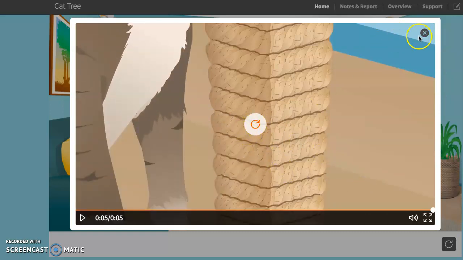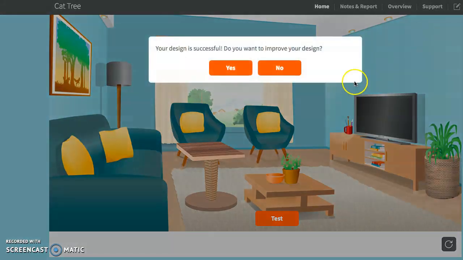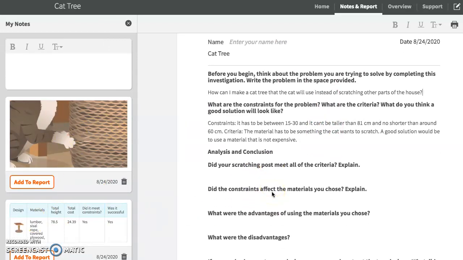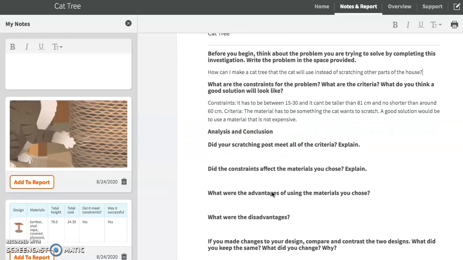I think that means we're successful. Your design is successful. Okay, so now we have all of our materials and met all the constraints, and it was successful.